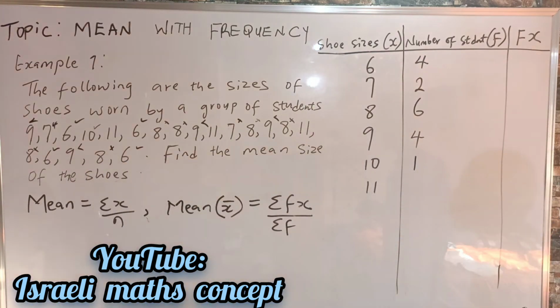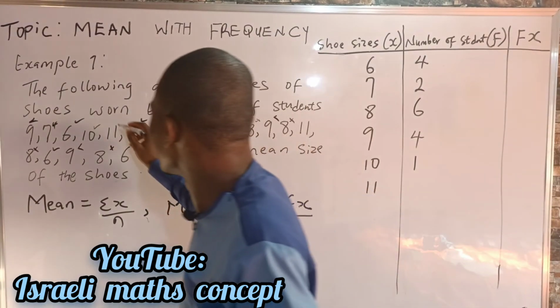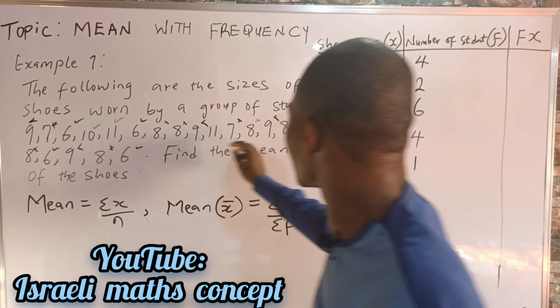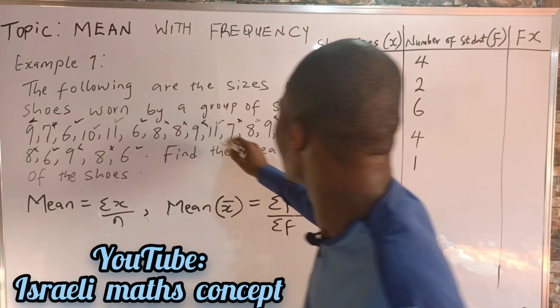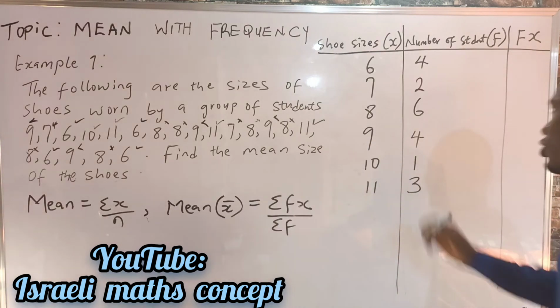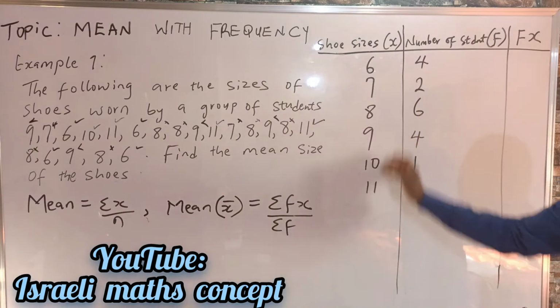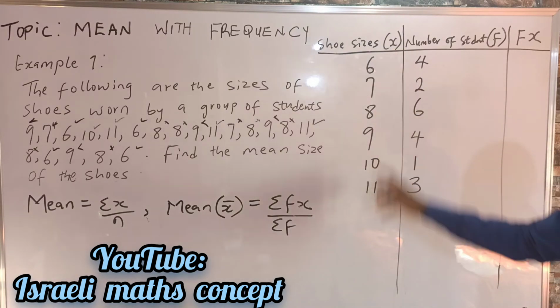Then how many students wore a shoe size of 11? So let's check. This is the first student. Is there any other student? This is the second student. This is the third student. So we write 3. So basically these are the frequencies, or the number of students that wore the shoe sizes that are written in this first column.